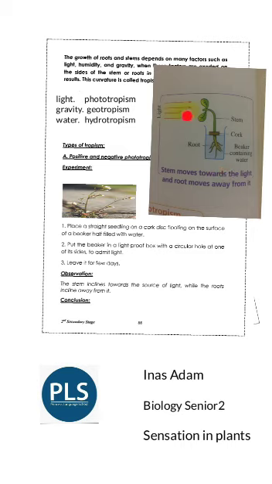Observation: the stem grows towards light and the root grows away from light. This means that the stem is positive to phototropism and the root is negative to phototropism. Positive means that the plant part is growing towards the stimulus. Negative means that the plant part is growing away from the stimulus. So the stem is positive to phototropism and the roots are negative to phototropism. Let's see the explanation of both.